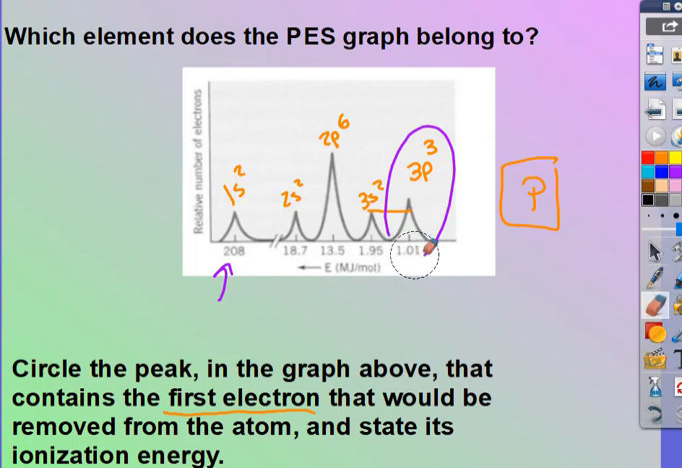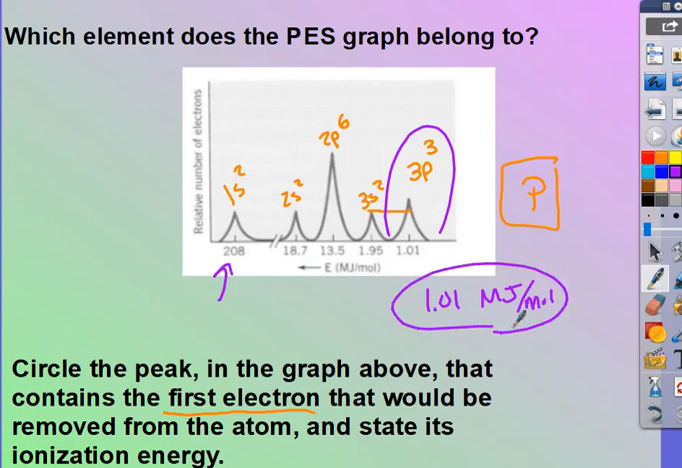How much energy to be exact? 1.01 megajoules per mole. That would be phosphorus's first ionization energy. I could then convert that ionization energy to wavelength or frequency or anything else I needed to.